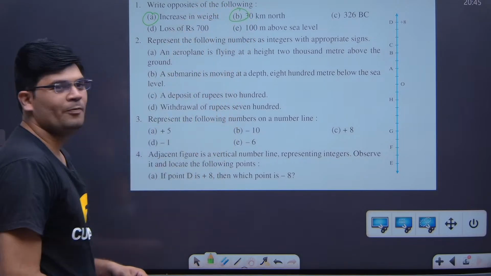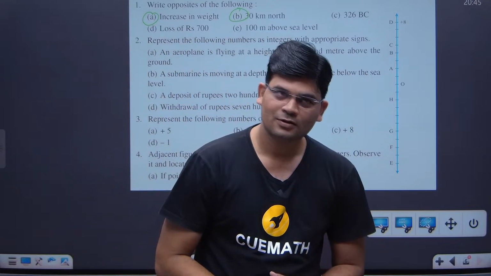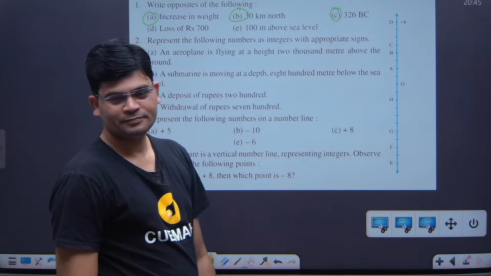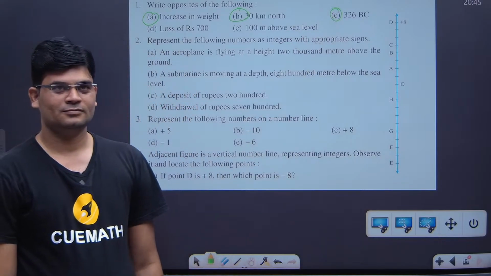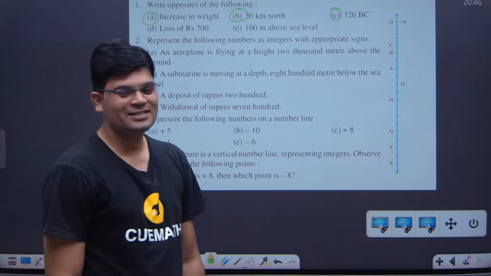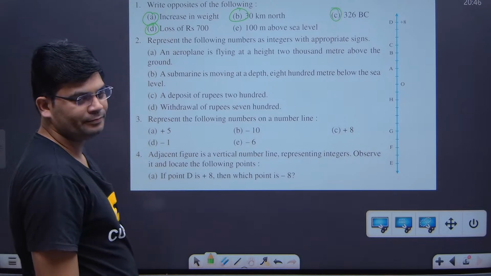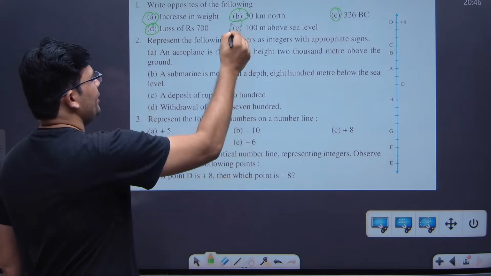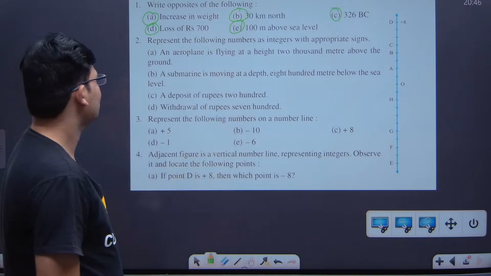See, 30 kilometer north. Tell me. 30 kilometers south. Yes. 326 BC. 326 AD. Wonderful. Loss of rupees 700. Profit of rupees 700. 100 meter above the sea level. 100 meter below sea level.